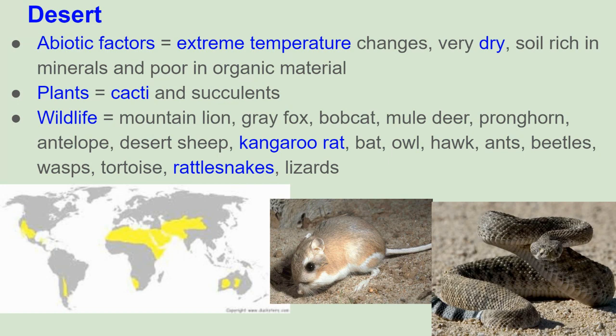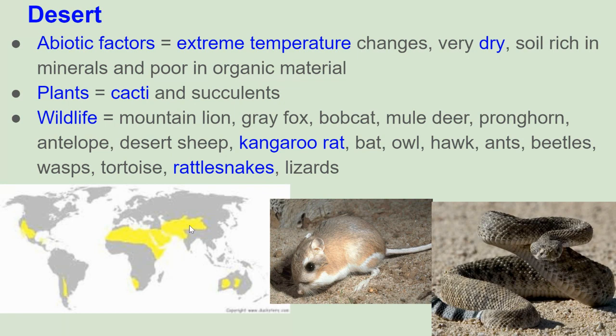There is very dry soil there. The soil is rich in minerals, but it does not have a lot of organic materials like nitrogen. So it's kind of an interesting soil type, but there are extreme temperature changes. You might have heard that at nighttime it gets very, very cold in the desert, and in the daytime it gets very, very hot.